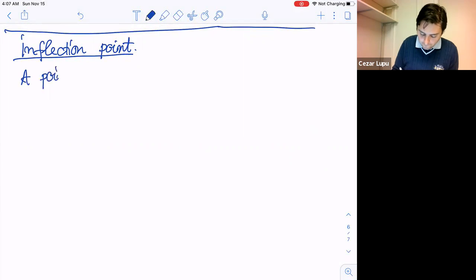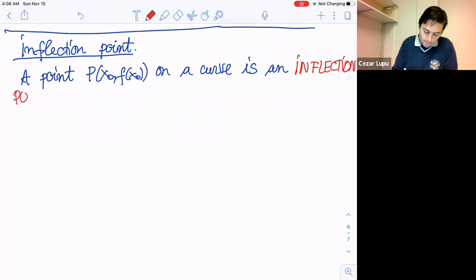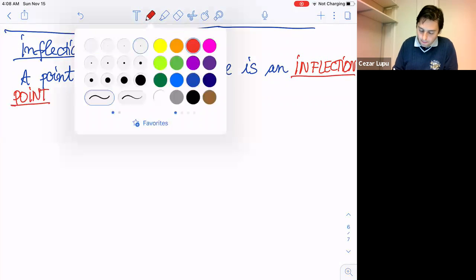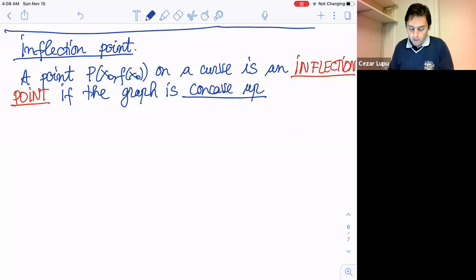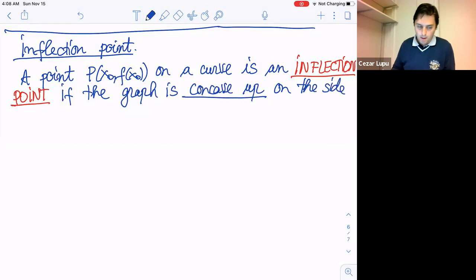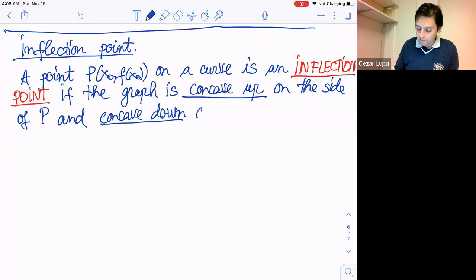A point, let's say P of coordinates x naught, f of x naught, on a curve is an inflection point if the graph is concave up on one side of P and concave down on the other side. Let me put it this way.